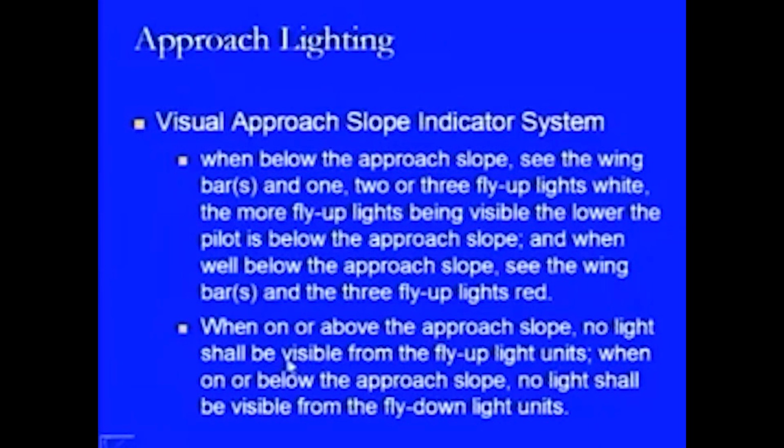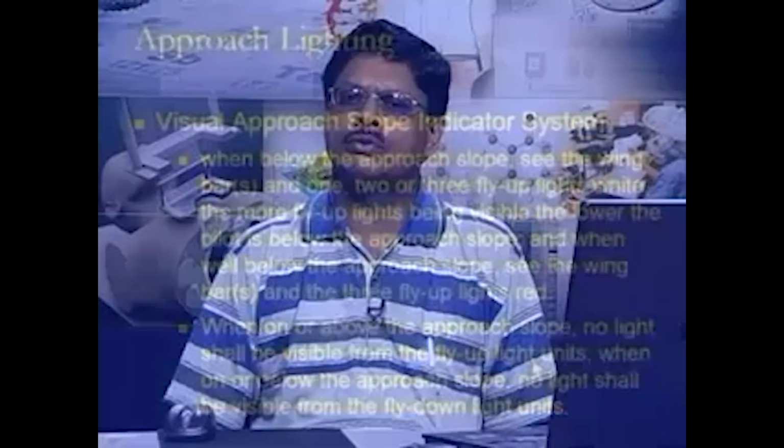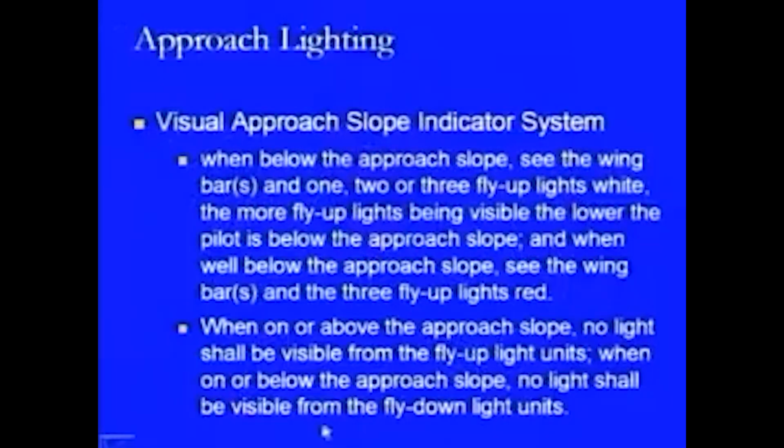When on or above the approach slope, no light shall be visible from the fly up light units. This is important. If the pilot is coming along the approach slope only, then he will not be able to see any of the lights which are otherwise visible to him when he is going above or below the approach slope. That is the importance of providing this type of lighting system. And when on or below the approach slope, no light shall be visible from the fly down light units. So, this is the thing which needs to be maintained.